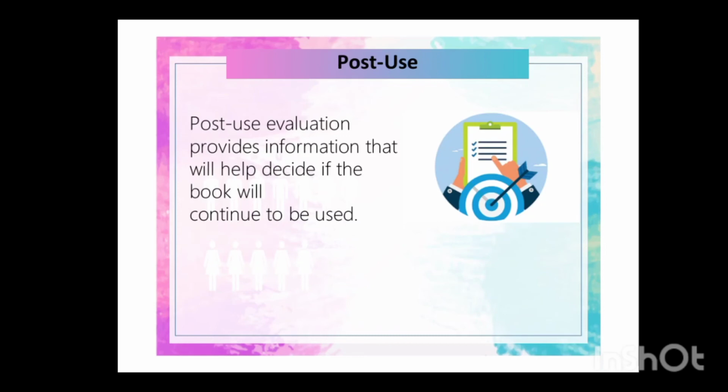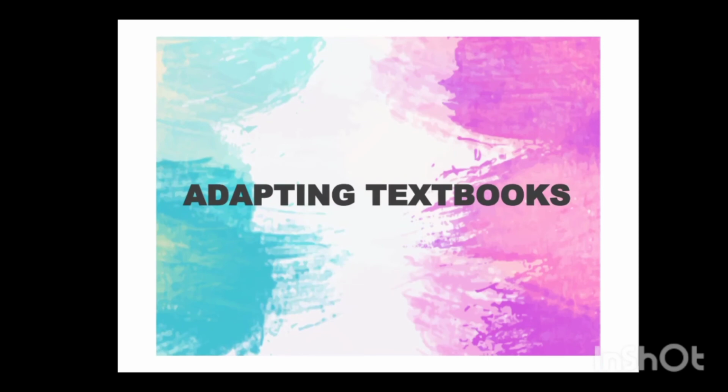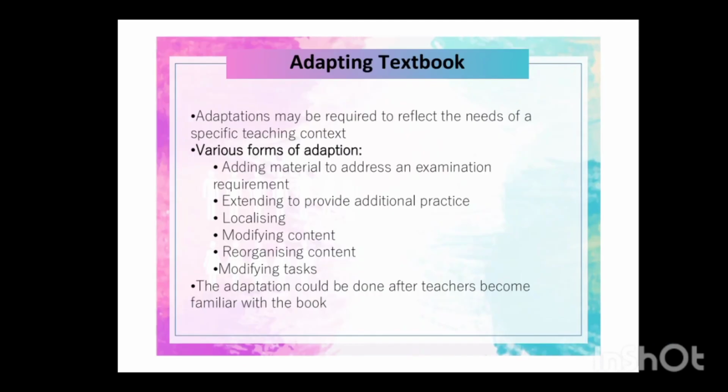So what is the function of this post-use evaluation? Actually, post-use evaluation provides information that will help decide if the book will continue to be used. So after the result of the evaluation in the in-use session, then we can make a conclusion whether we will continue using this textbook or not. And this is adapting the textbook, how to adapt it and why we need to adapt it. Adaptation may be required to reflect the needs of a specific teaching context.